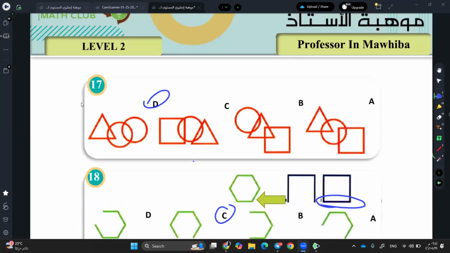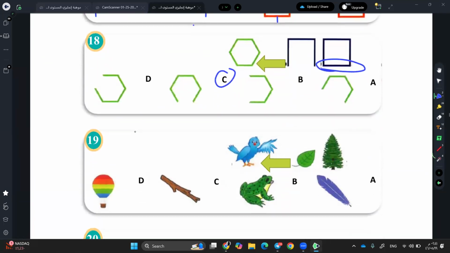Okay, question number 17. You have here 4 choices, okay? The first one has a triangle, square, and triangle, circle. This is a circle and this is a square. Also B, you have a square, triangle, circle. Here also you have circle, square, triangle. But this D has just 2 squares and 1 triangle. So this is going to be the different shape, okay?